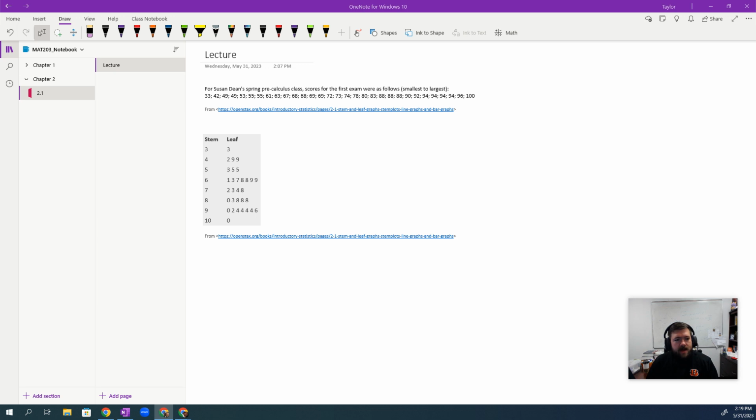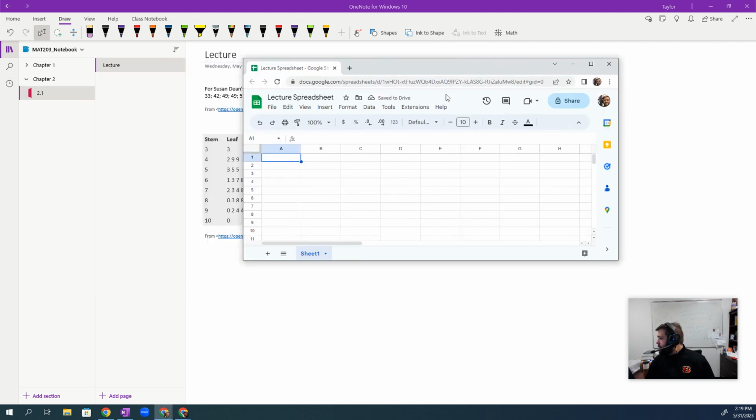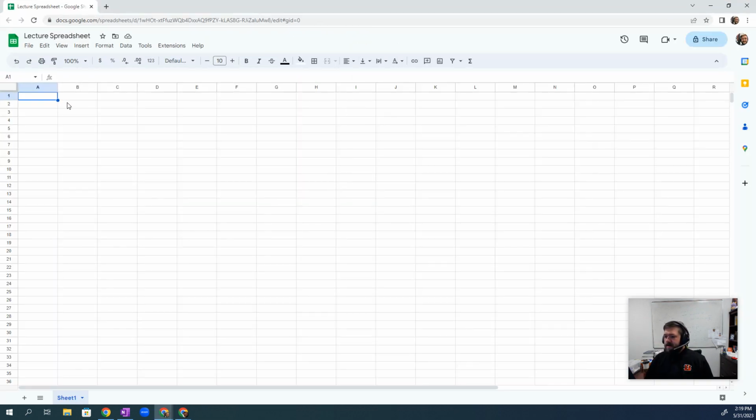Let's make a new spreadsheet. Should have this saved as the lecture spreadsheet or something. Maybe I'll do that. The spreadsheet. I know you can't see it right now. I'm going to move it to the window you can see in just a second. Okay. Here's the lecture spreadsheet.